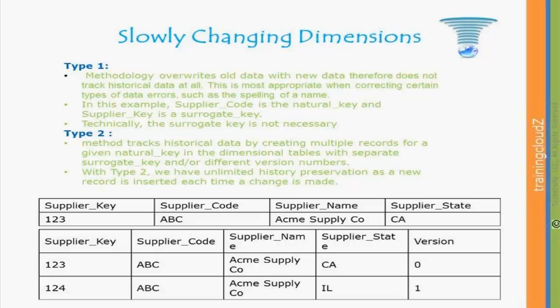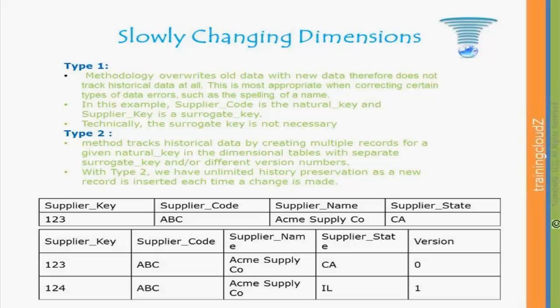So definition wise, type 2 is a method that tracks historical data by creating multiple records for the same given natural key in the dimension table with separate surrogate keys and different version numbers. So you version it, saying this is version 1, version 2, or you do it in the surrogate key, which is the supplier key I'm showing here, 1 to 3, 1 to 4. Those are just sequential numbers which we call surrogate keys that we assign to this particular supplier. Or else he has his supplier code as ABC. It is Acme Supply Company.